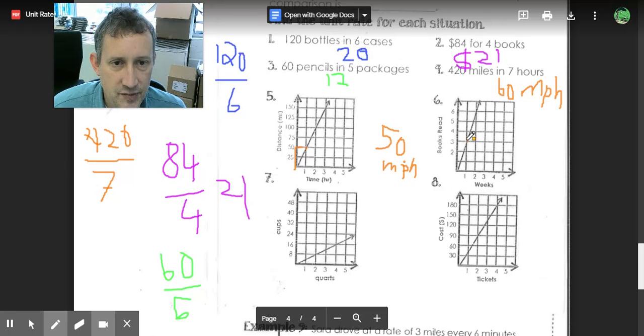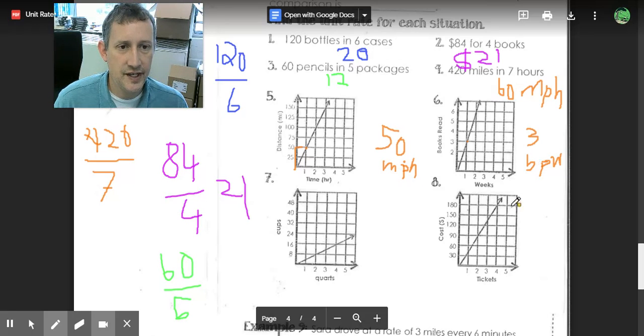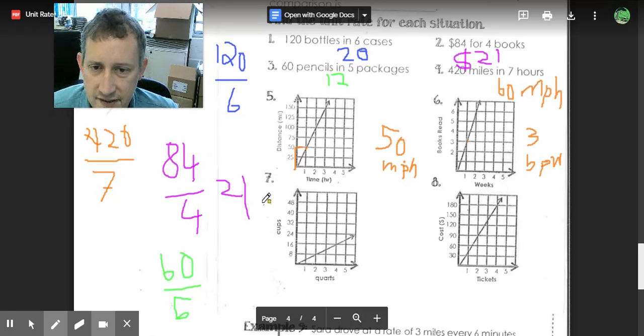So that's a good spot to pick. So I'm going up 3 and over 1. Rise over run. So that's going to give me 3 what? Books per week. Okay? Books per week. Or you can say books/week. And cups, quarts. Okay, that looks like a good spot right there.